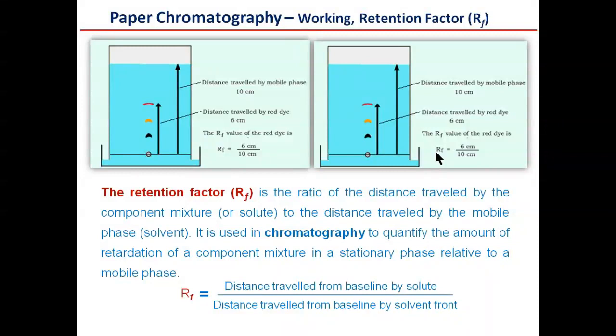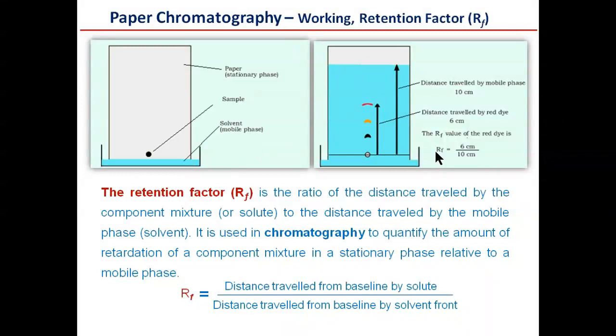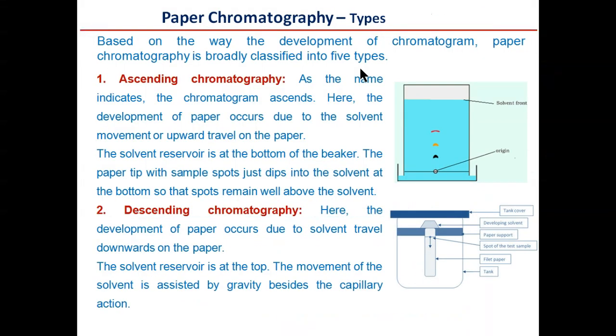So you can take a simple example here, like 3 dyes: red, yellow and black. Based on the distance traveled by the mobile phase, we can easily calculate the retention factor of each of the components being separated using the paper chromatographic technique. Well, based on the way of development of the chromatogram, paper chromatography is broadly classified into 5 types. Chromatogram means this one.